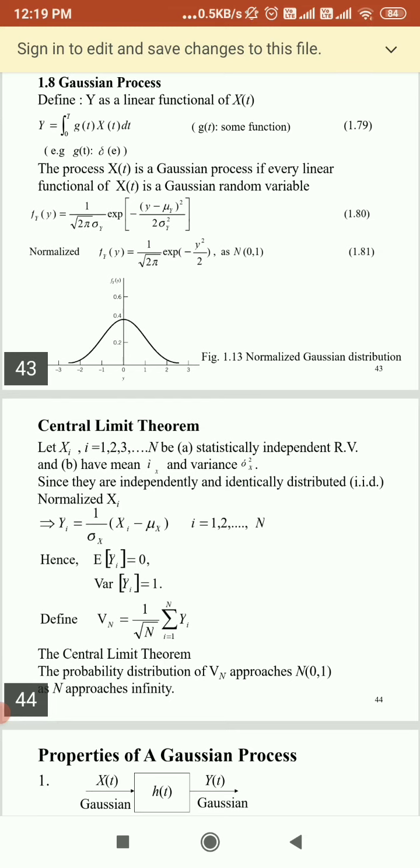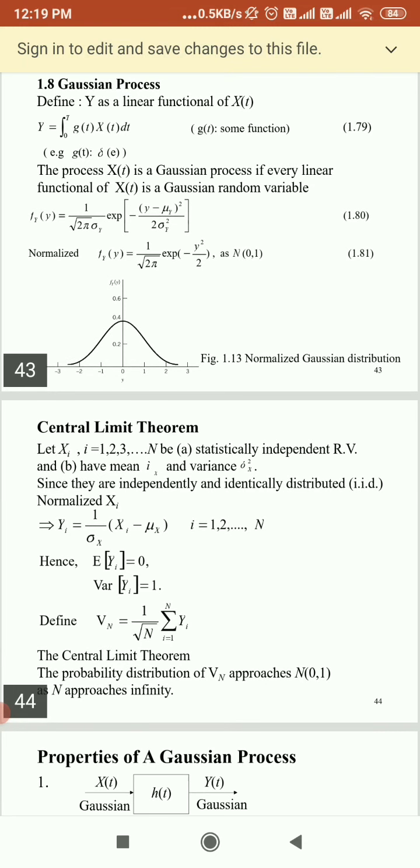So we can say that the random variable has a Gaussian distribution if it has the probability density function of the form f y equal to 1 upon square root of 2 pi sigma y, e to the power minus (y minus mu y) square upon 2 sigma y square. If we are taking its normalized form, you can take that as f y equal to 1 upon square root of 2 pi e to the power minus y square upon 2. So here we can take the normalized Gaussian distribution of the random process. You can observe the waveform.